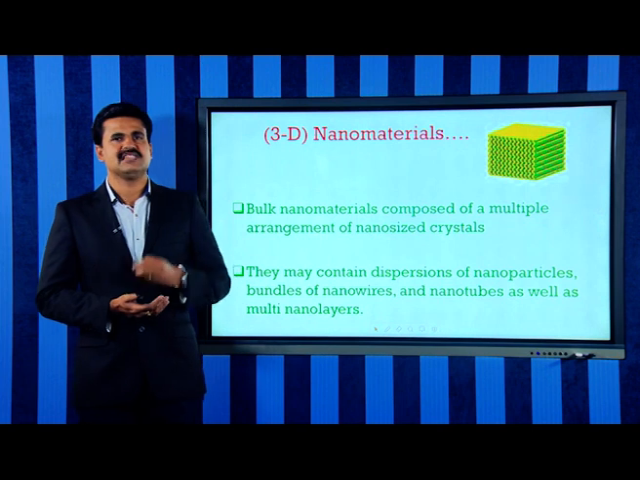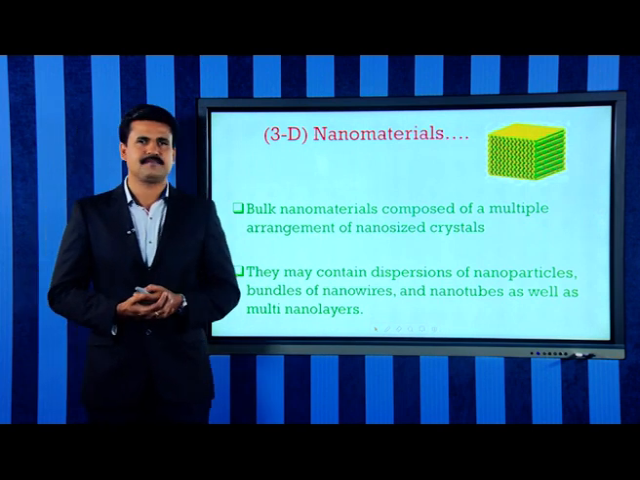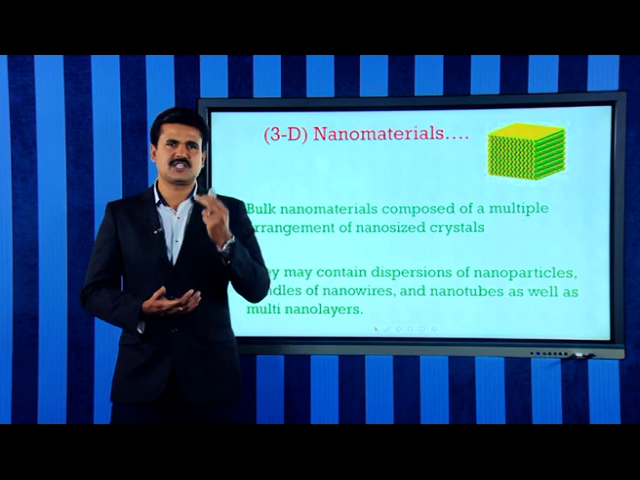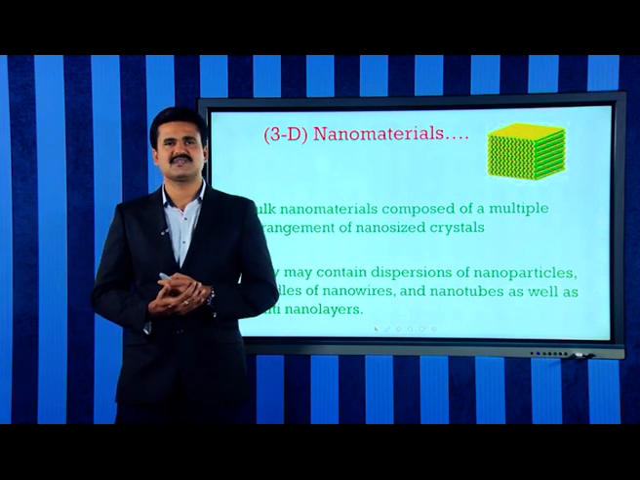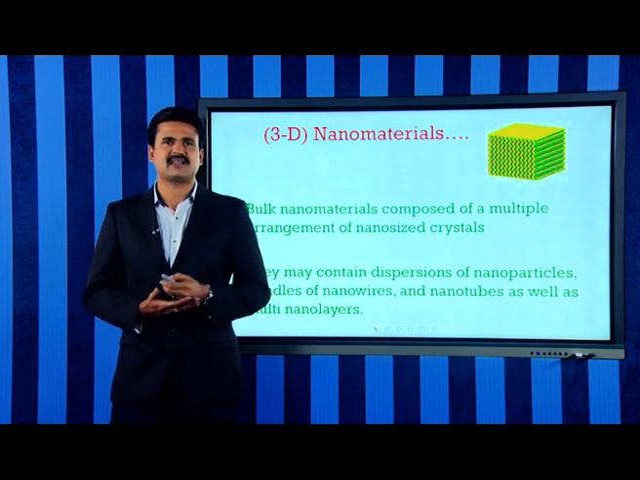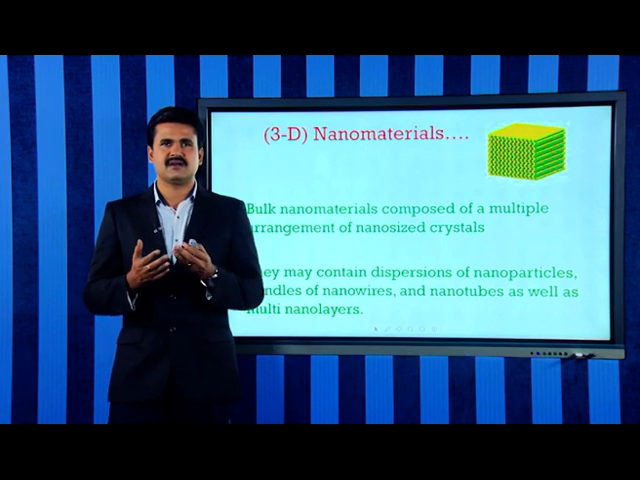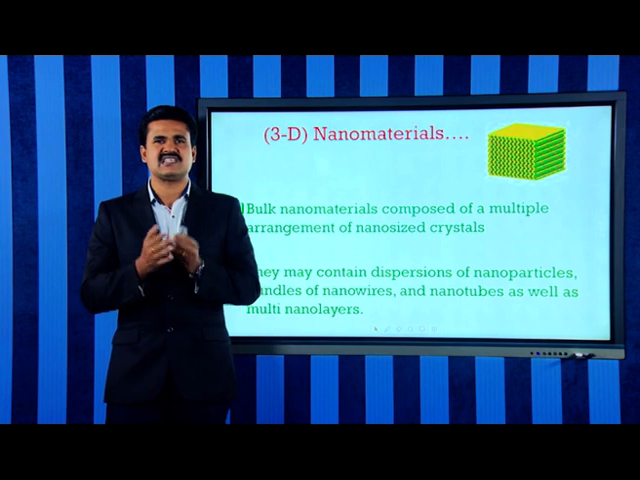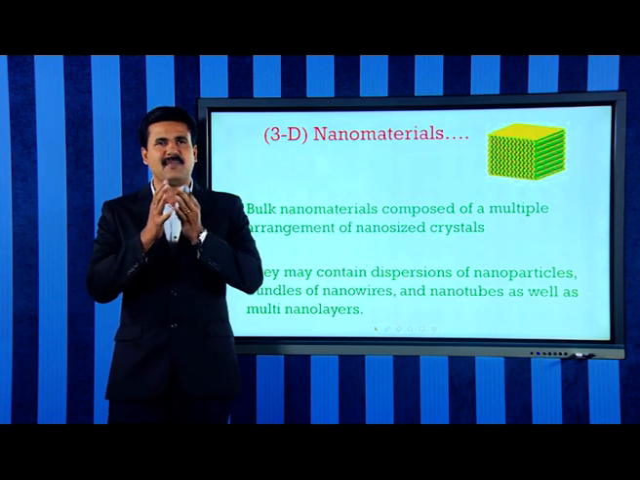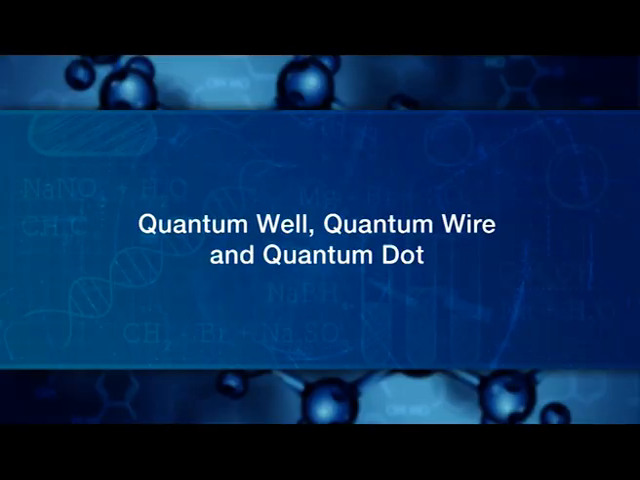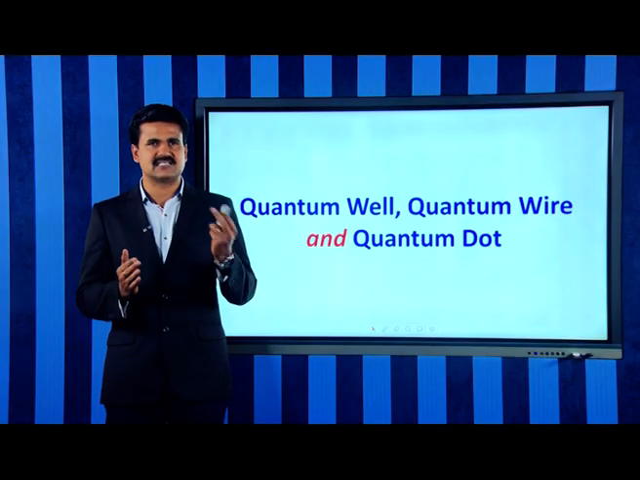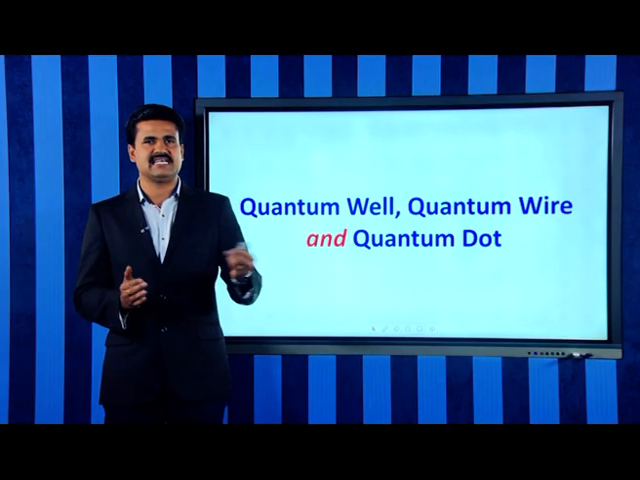Now regarding the features of three-dimensional nanomaterials, they are composed of multiple arrangements of nano-sized crystals. They may contain dispersion of nanoparticles, bundles or several individual particles assembled together to get a bulk 3D nanostructure. Now let us consider three categories of nanomaterials. They are quantum well, quantum wire and quantum dot. This is simply related to Siegel's classification that we just learned earlier.